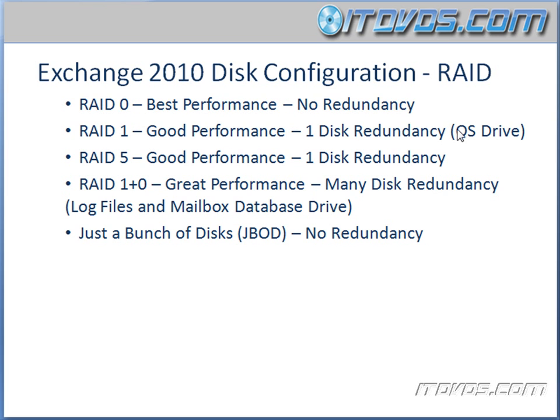So just a quick recap for the test. RAID 1, that's going to be your OS drive for the most part. For your log files and mailbox database, you're going to use RAID 10. The only reason you wouldn't use RAID 10 is if cost was a factor. In that case, you would probably use RAID 5. But if you want to do it as cheaply as possible and you have multiple mailbox database copies, then you're going to use JBOD.